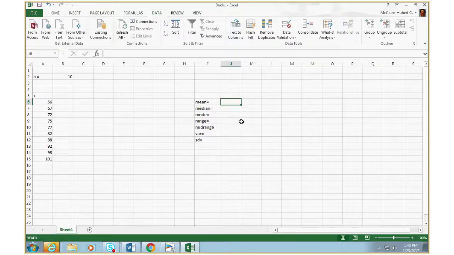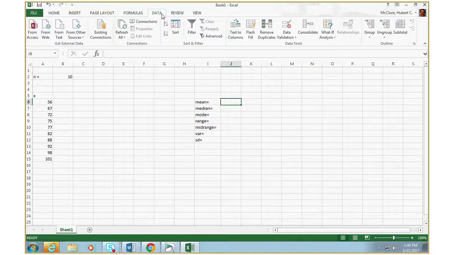Okay, so all of you know how to find the mean because you've been doing it since the sixth, seventh grade, finding your test average. So that's easy. You add them all up and divide by what?